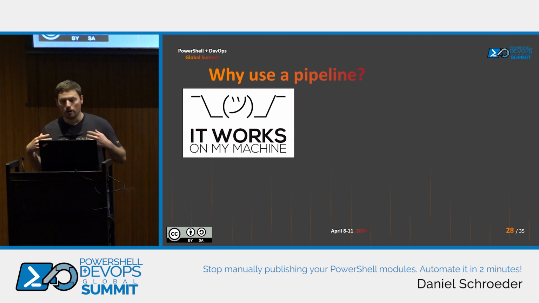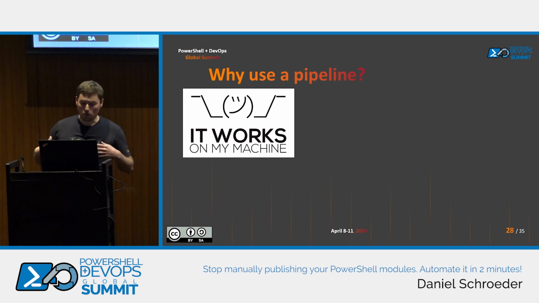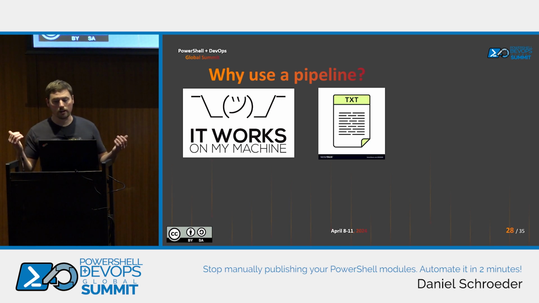Okay, so pipelines. Why they're awesome. It eliminates the "it works on my machine" problem, right? Because if you're publishing from your local machine, it might work for you, but not for your coworker. You no longer have that problem. So it encourages consistency and repeatability for all your deployments. You get logging for free.